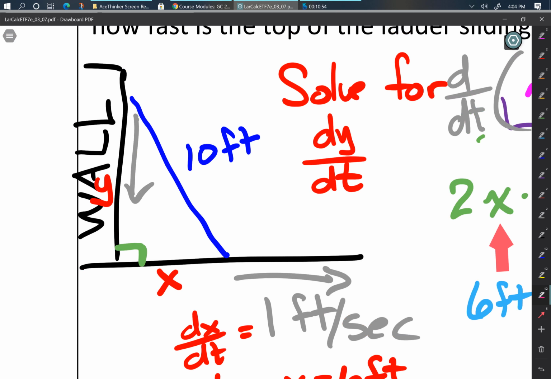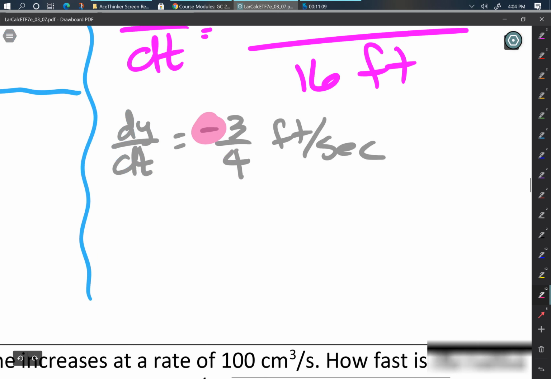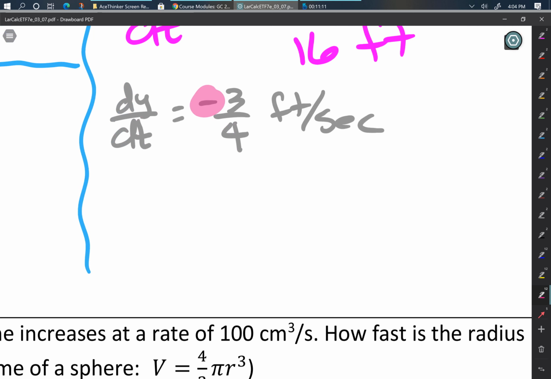And it looks to me like since the top of the ladder is sliding down the wall, that measurement y there is getting smaller. And if y is getting smaller, then dy/dt, the rate of change of y, needs to be a negative number. And so negative 3/4 feet per second makes sense to me. So the final step then is to write this up and make it look pretty and make it make sense in terms of the bigger problem.